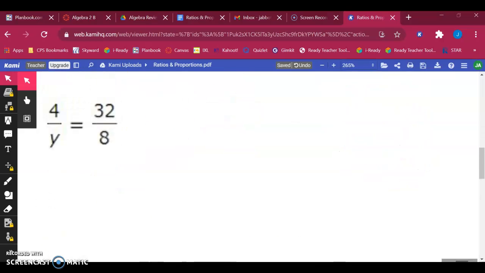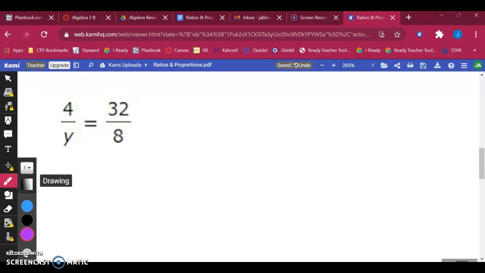The other type of questions you're going to see here is you're going to have to solve proportions. You're going to find the missing value. So this one is set up pretty easily because I can tell that from 4 to 32, we multiply by 8. So then I have to figure out, well, what can I multiply by 8 to get 8 as an answer? So this would be y equals 1.